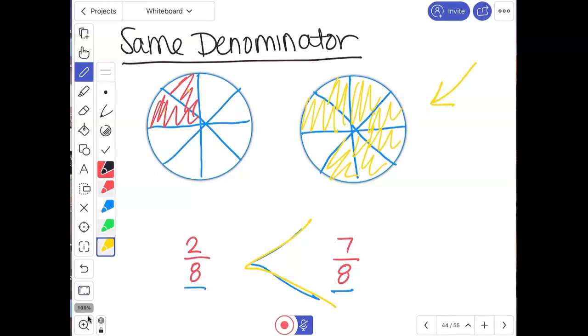Is it me, or does this just kind of look like a face? He's just happy because of fractions, because fractions are awesome.